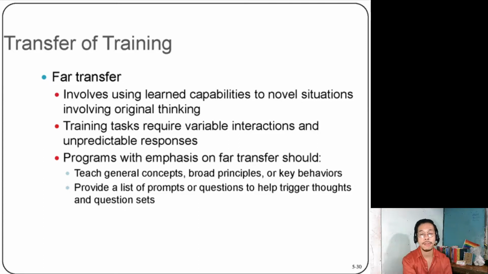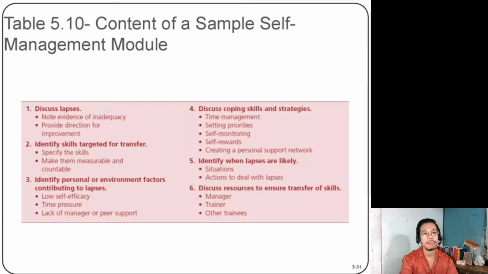We have also forward transfer here. It's quite the opposite of near transfer. So forward transfer involves using learned capabilities in novel situations involving original thinking. So this is utilizing insights, like out of the box experiences of the trainees in dealing with problems in the work. So it's not literally what they have learned from the training, but from insights and realizations, like they can find other solutions, right?